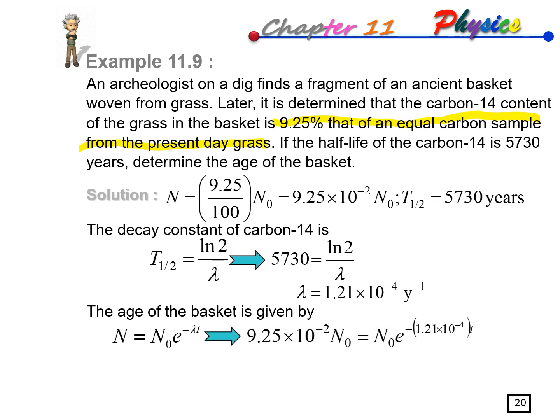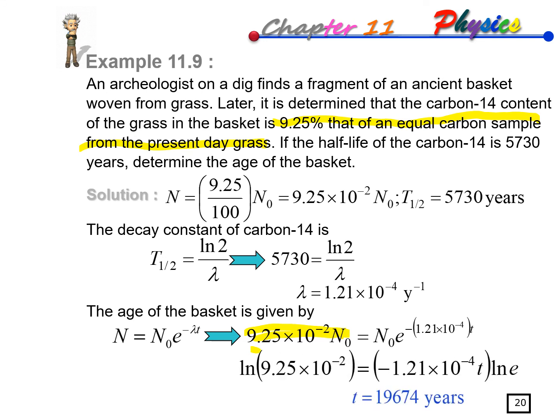So this is the remaining, remaining from the initial, so N over N naught equals e to the power of negative decay constant times T. From there we can determine the value of T, which is 19,674 years. So that's all for chapter 11.